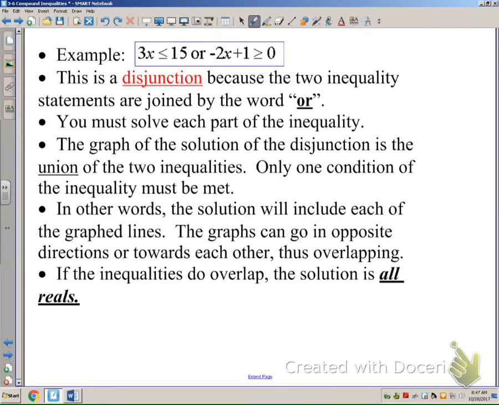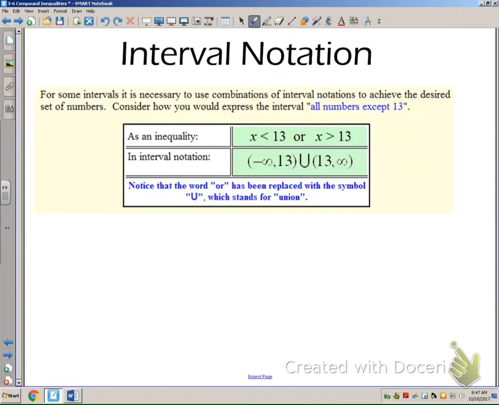Okay, so let's look at this. If the inequalities do overlap, 9 times out of 10, they're going to go in opposite directions. But if they do overlap, which does happen sometimes, like on the and problems, then we know that there are infinitely many solutions, and the solution would be all real numbers. So when we're talking about how to set this up, we've got to use the union. We've got to union our two solutions together, and that's what this U stands for, is the union.